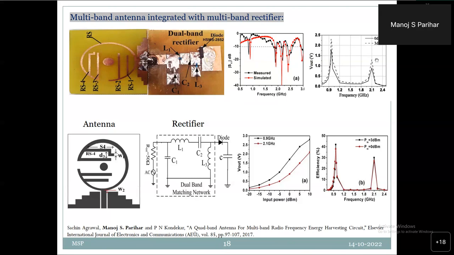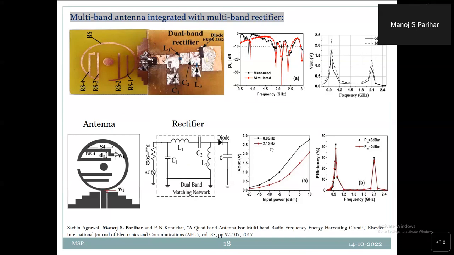This is your antenna circuit geometry, and this is your rectifier geometry. This is tested for the dual band matching network. Though our antenna is operating at 4 band, for simplicity we have designed a dual band matching network. It will be supported by this antenna. You can see this is the response for 0.9 gigahertz and for 2.1 gigahertz.